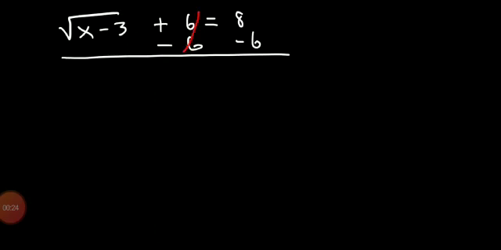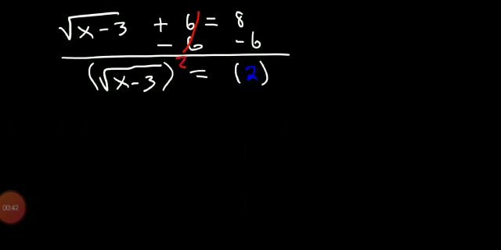First of all, we have to shift positive 6, which is not part of the radical sign. It will become negative, and then finally the right hand side is positive 2. For removing the square root, we have to take the square of both sides, because after removing the square root we can find out the value of x. x minus 3 is equal to 2 whole square, 4.